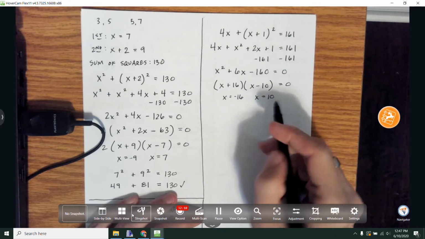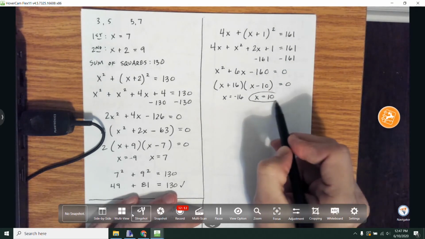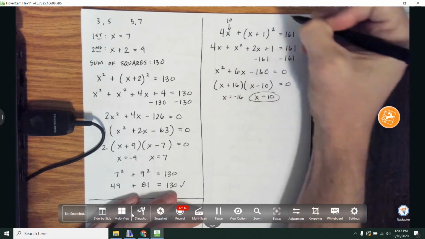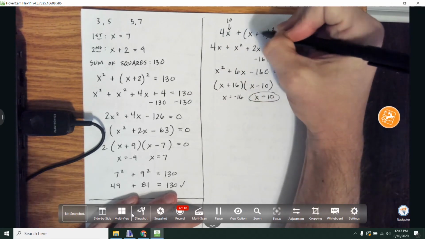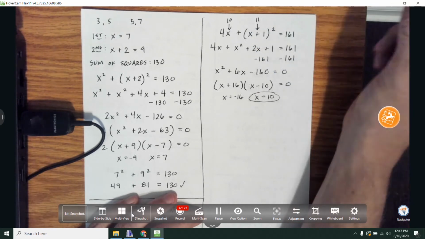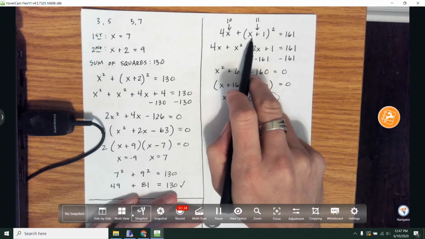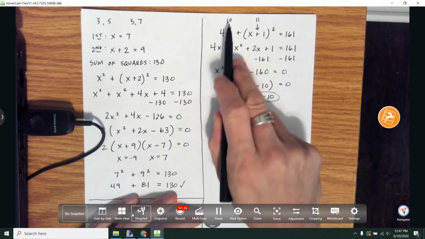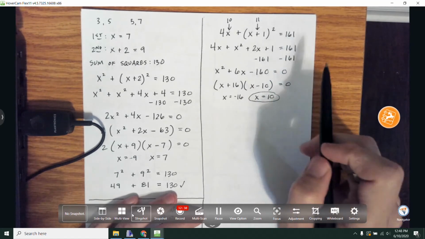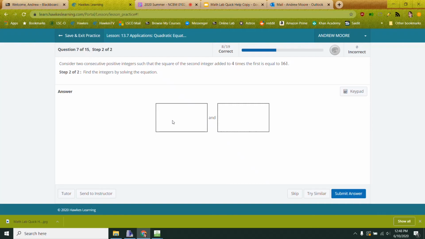Okay, so this has to be our answer. It said that it was positive. So that's what this x is represented by. And then this one, if we're doing x plus 1, that equals 11. Now if we did the square of 11, that's 121. 4 times 10 is 40. So 121 plus 40 is 161. So 10 and 11 are our answers.